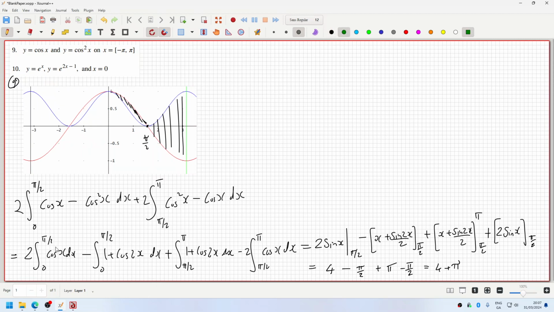Okay, let's check. 2 cos x is 2 sine x. Pi over 2 is 1 and 0. So that's fine. So that made the 2. And then at the very back, we have cos x is 2 sine x, pi and pi over 2. Yeah, so that's right. I think that's the 4. So it must be just the middle 2.